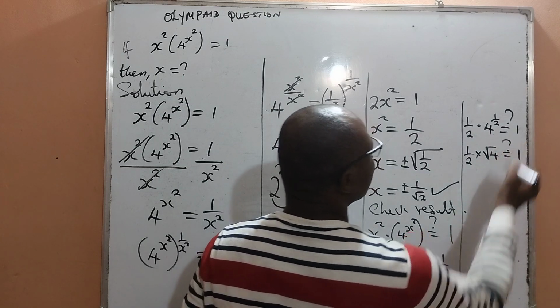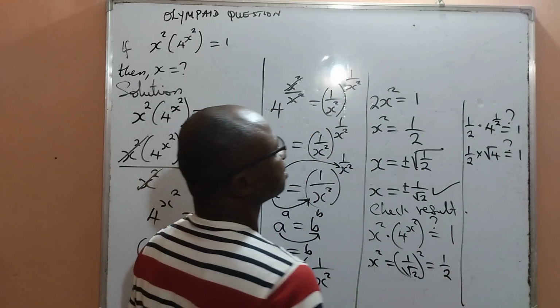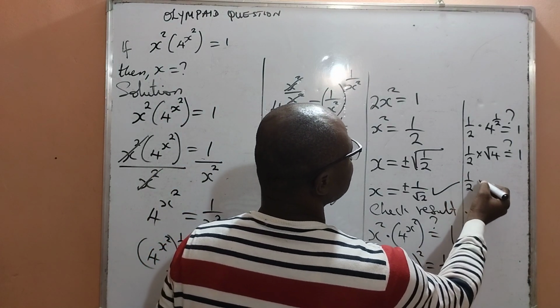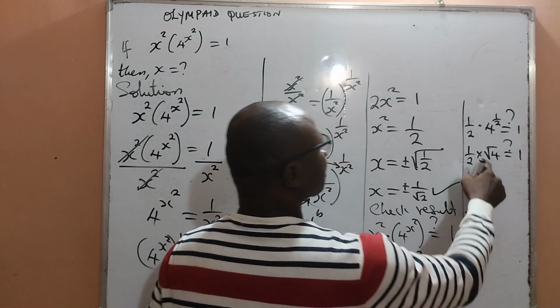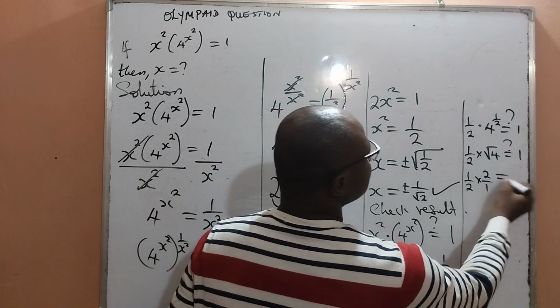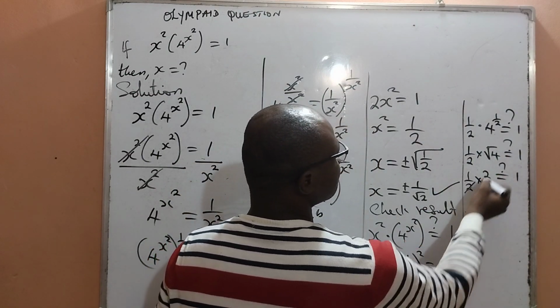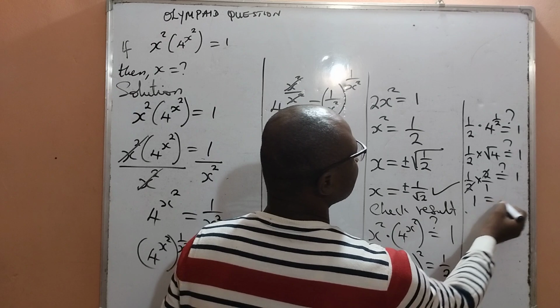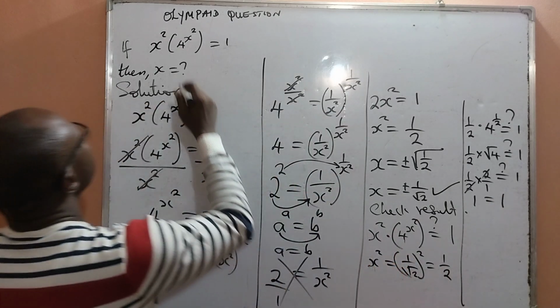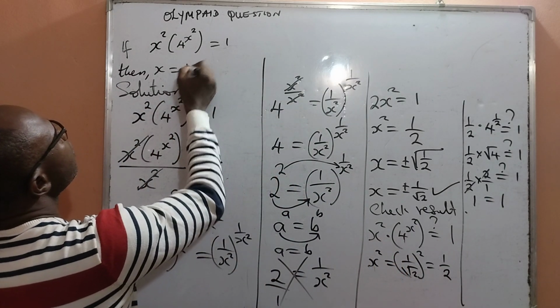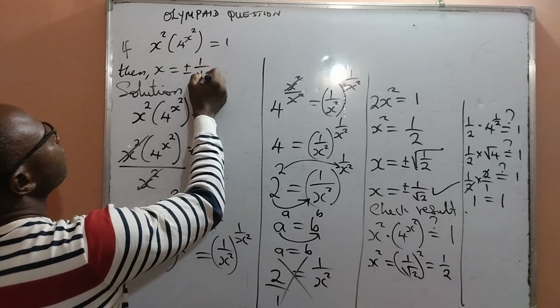Will this be equal to 1 on the right hand side? And this is equal to 1 all over 2 multiplied by 2 all over 1, because the square root of 4 is 2. Is this equal to 1? And of course, yes, 2 cancels out 2 and will give us 1 equal to 1. Indicating that the value of x is equal to plus or minus 1 all over the square root of 2.